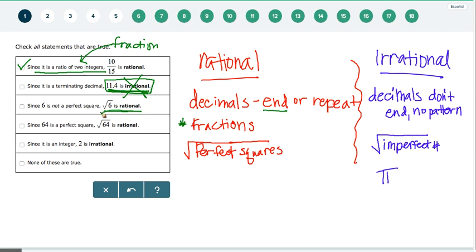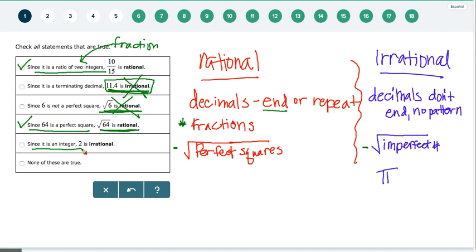So square root of 6 is rational. Well, I have a square root, so now we're looking at these two. Square root of a perfect square is rational. Is 6 a perfect square? No, 6 is not a perfect square, which makes it irrational. Square root of 6 is not rational. Okay, let's look at the next one and we can look at it from the front side. Since 64 is a perfect square, which is true, square root of 64 is rational. Well, perfect squares are rational. That is correct.